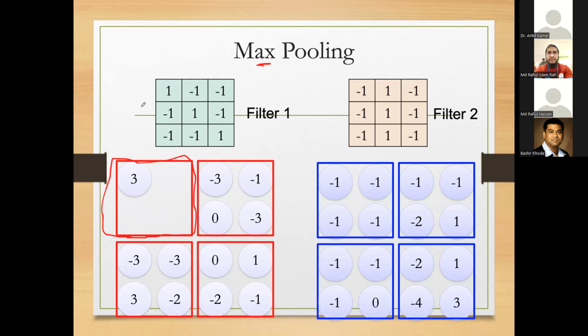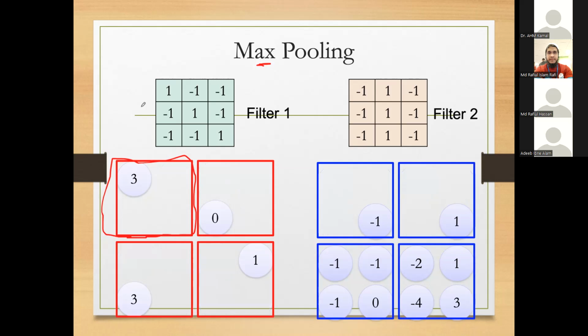Everybody? Yes, sir. Now let us go to the second matrix. Which one is the maximum? 0. Okay. Which one is the maximum? What will be the third one? 3. What will be the fourth one? 1. Right? Same thing with the others.